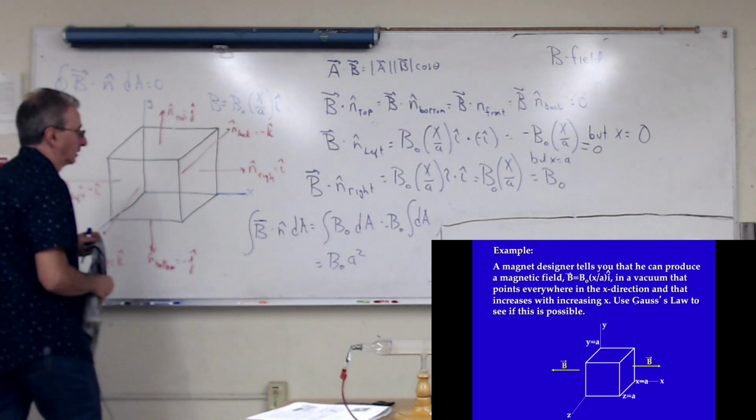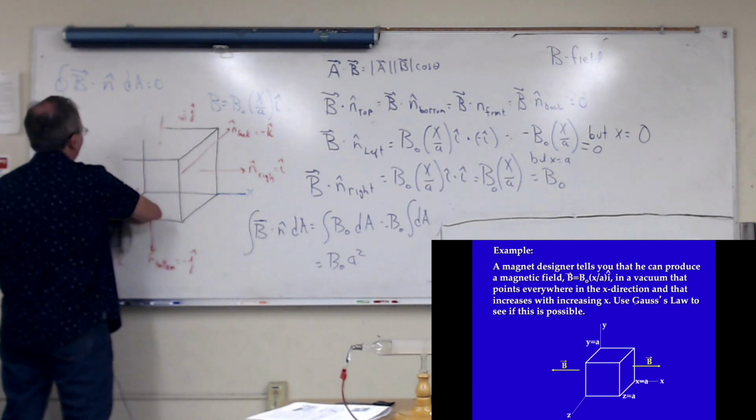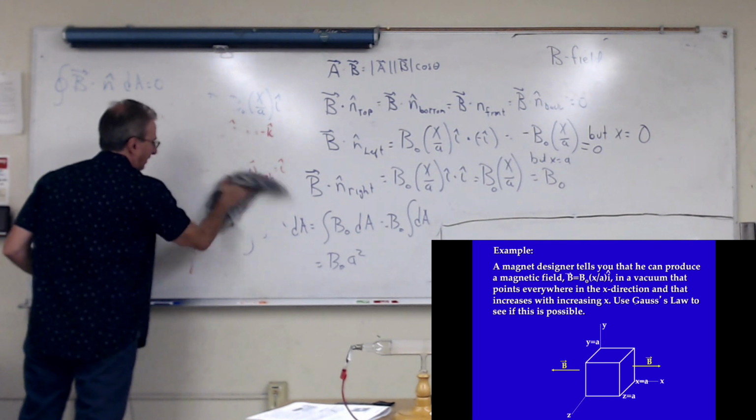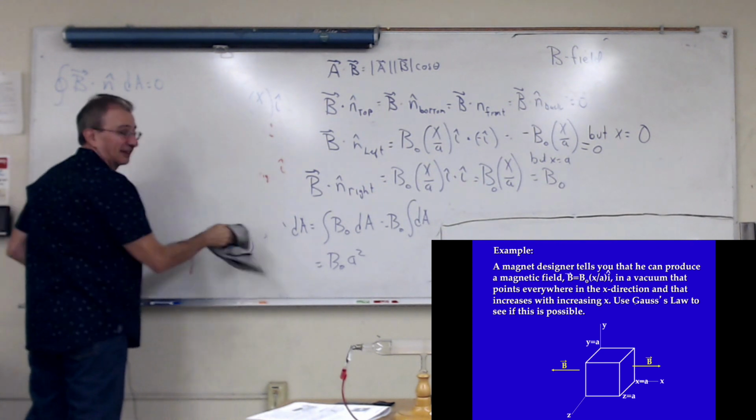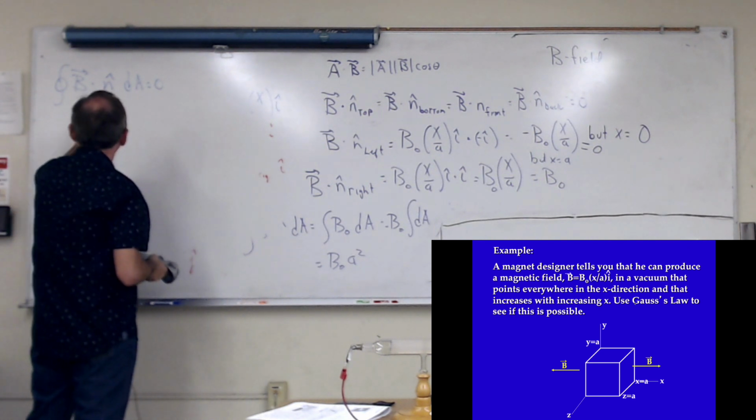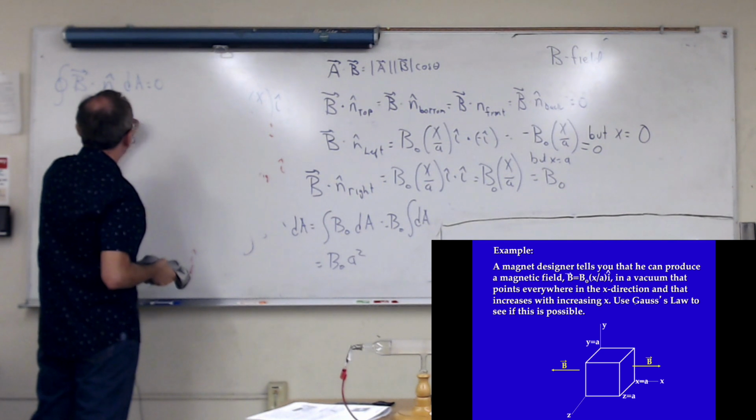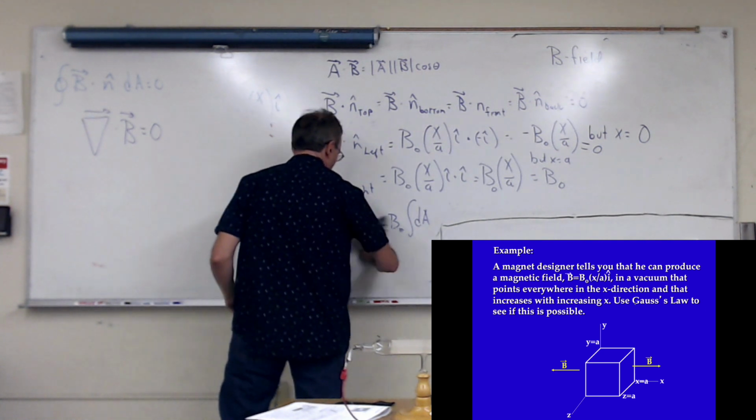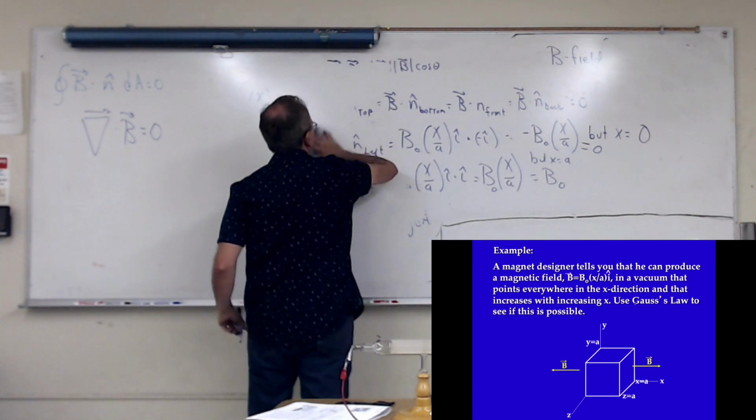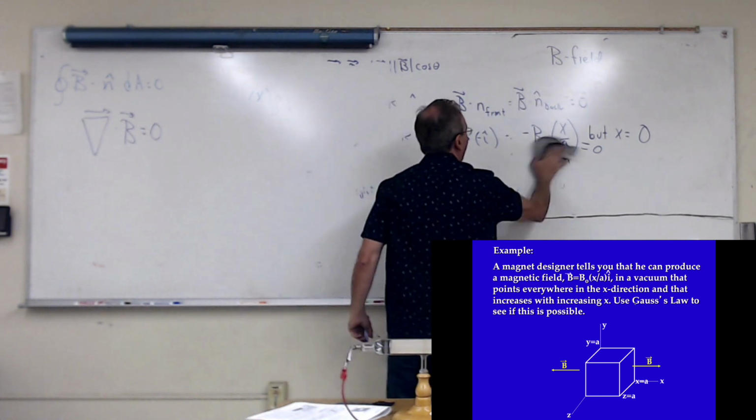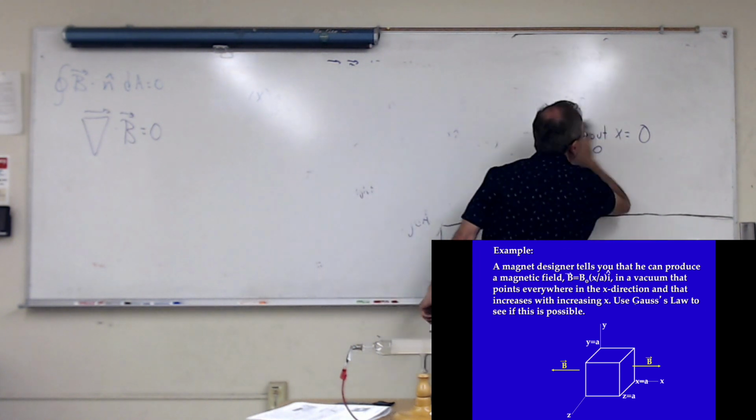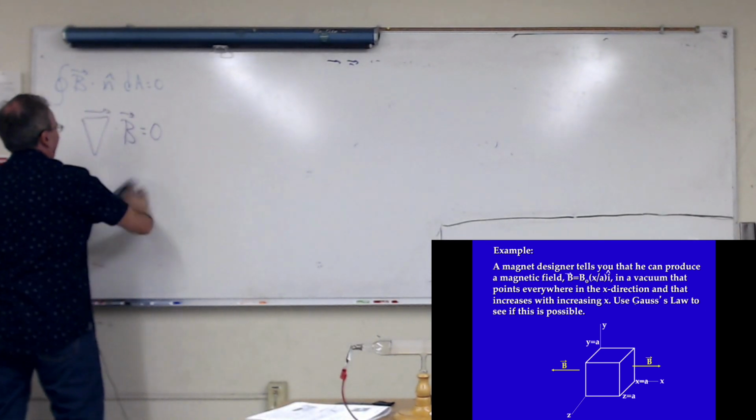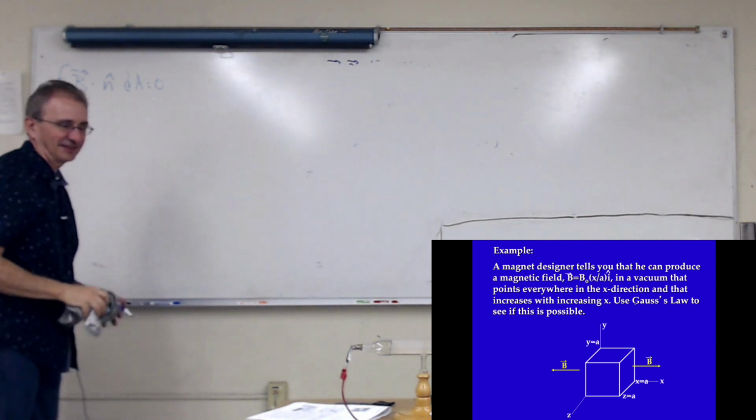Okay. So just to show you, if you want, have you folks had Calc 3? A better way to write it is this. You wouldn't have to do all this work. If you could calculate the divergence of the magnetic field, you could tell right away that that magnetic field is not possible.